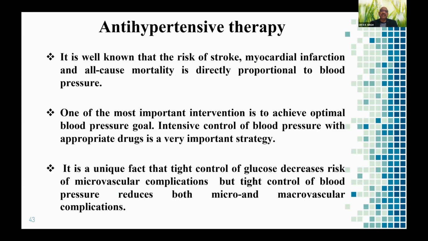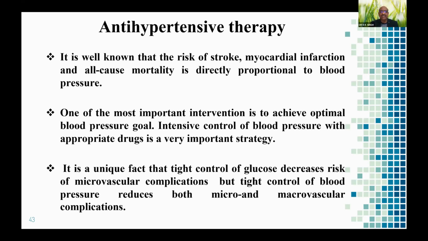Then the second part is, after doing this lifestyle modification with the diet, which I already told, and with proper exercise, some drugs we should offer to reduce the risk in our diabetic patients. Suppose our patient is having hypertension. So it is well known that the risk of a stroke, myocardial infarction, and all-cause mortality is directly proportional to blood pressure. So one of the most important interventions is to achieve optimal blood pressure goal. Intensive control of blood pressure with appropriate drugs is a very important way.